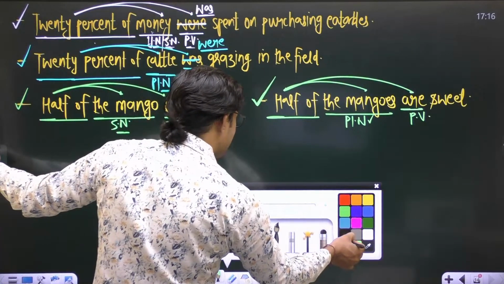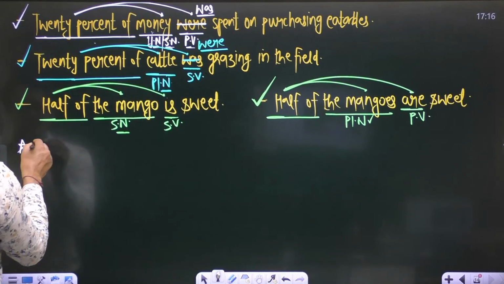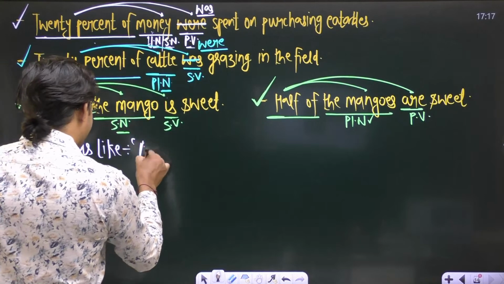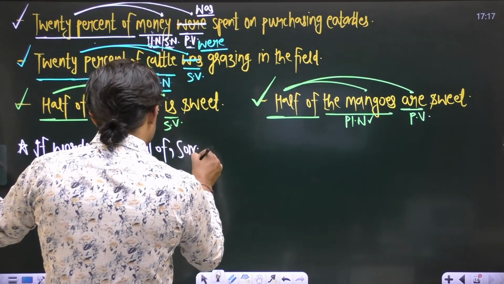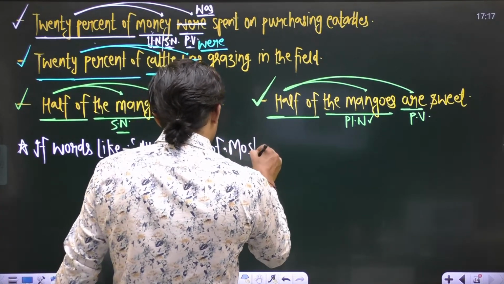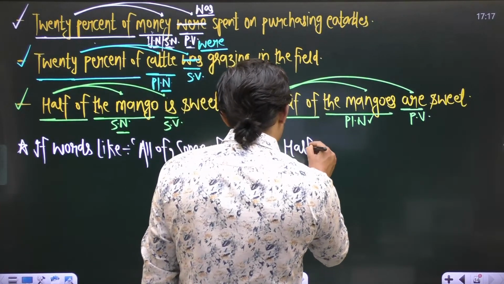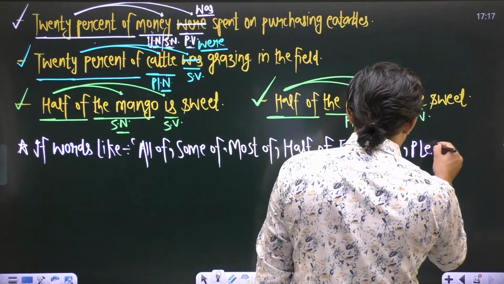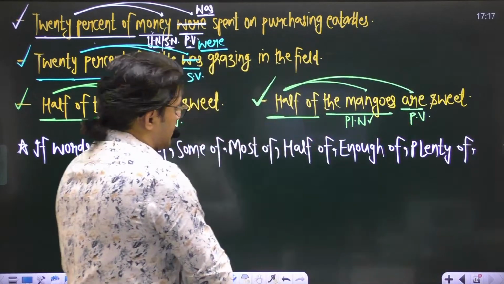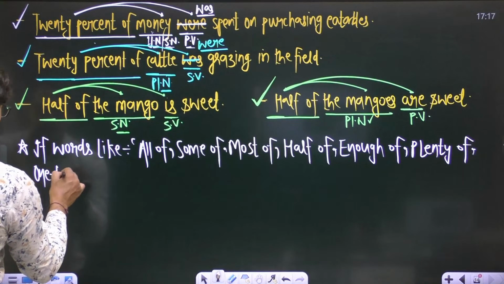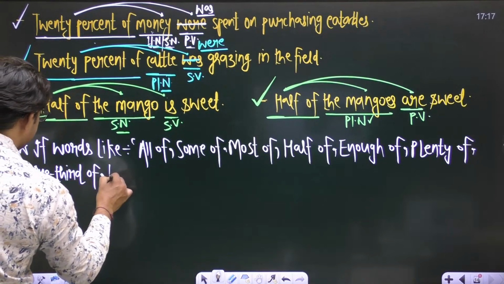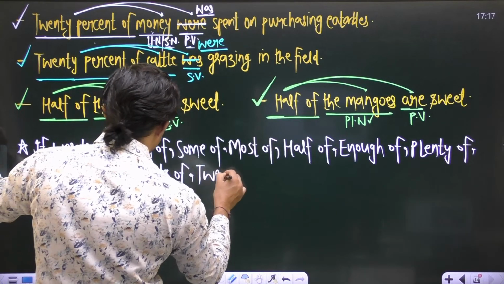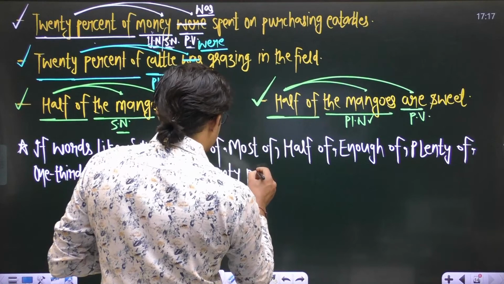So what are the words? Let's discuss what are the words. Words like all of, some of, most of, half of, enough of, plenty of, 1/3 of, two-thirds of, or any percentage value like 20% of.